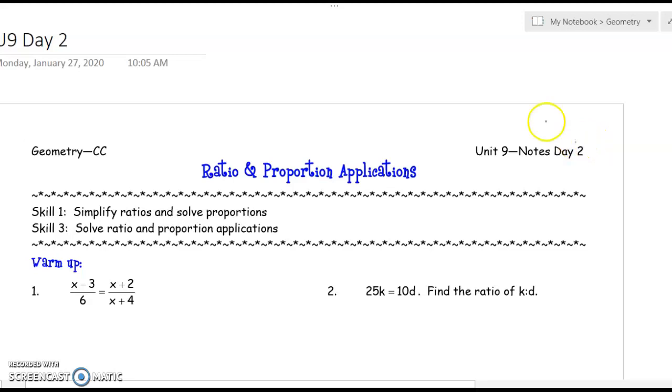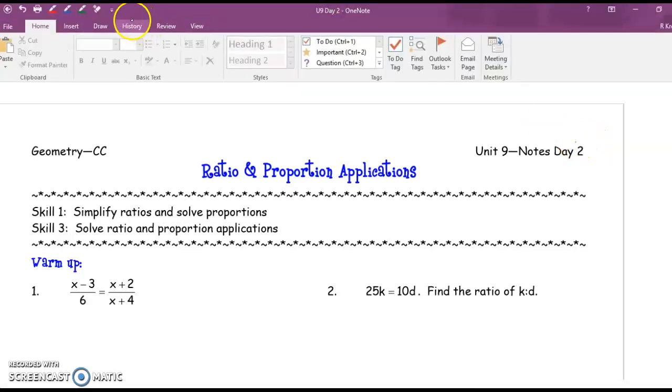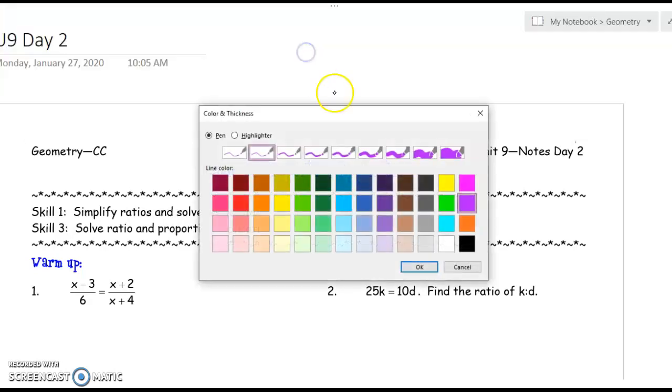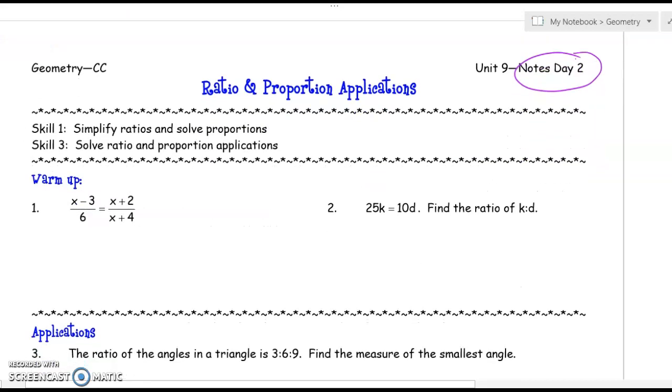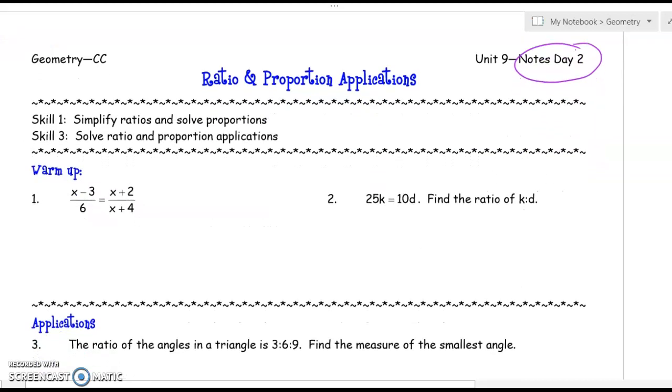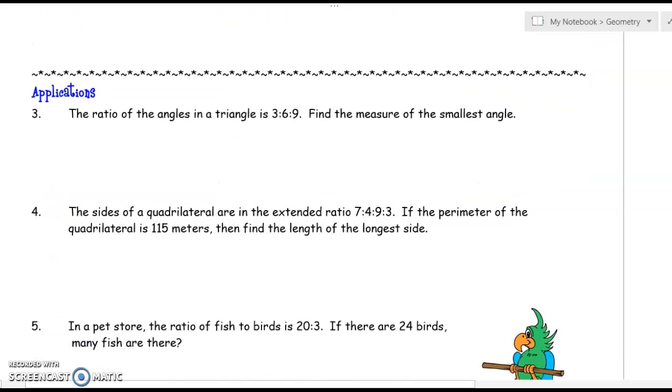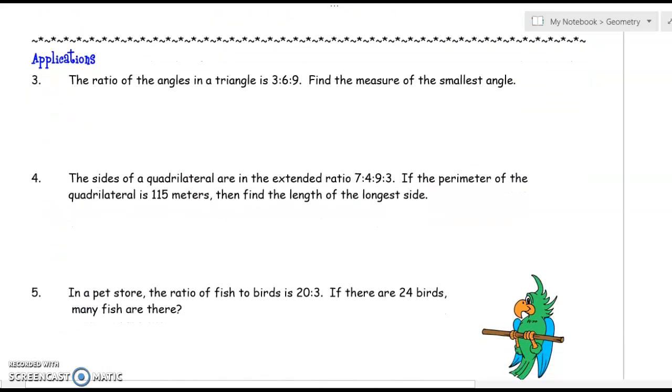You guys should have your day 2 notes out, and we're going to get going with the notes on that stuff. If you weren't here yesterday, make sure you get a packet from the sub. We're going to skip the warm-ups just because we did those yesterday. We're going to get straight to the new stuff.